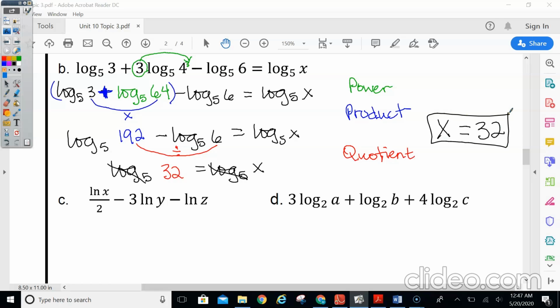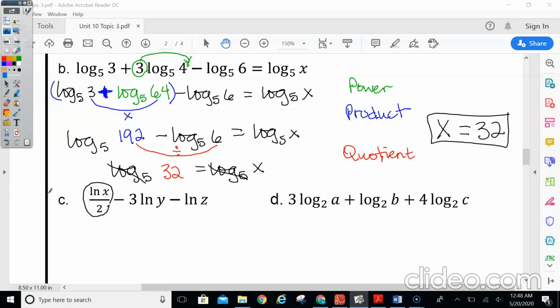Okay, so these last ones here, we're just going to condense them. There's not going to be any solving. So first we use the power rule. But before I do that, looking at C here, this divided by 2. This is not a quotient rule because it's not two logs being divided.